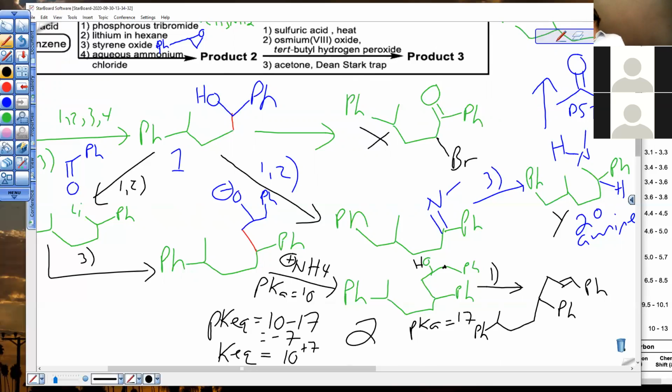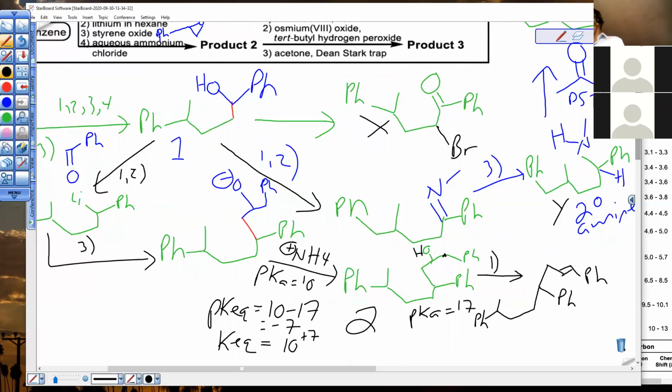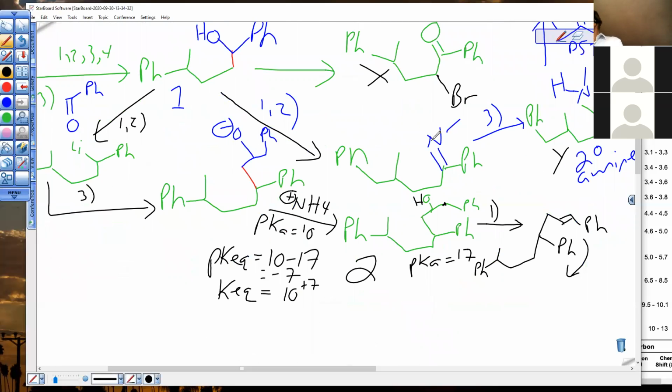Step 2 is a chapter 6 reaction. It's right at the top of the screen. You're going to make a vicinal diol. Vicinal diol. Let's draw it. You're going to review osmium tetroxide and tert-butyl hydrogen peroxide in chapter 6, right near the end. It's almost at the end of chapter 6. And vicinal diols are easily made from alkenes doing that method.